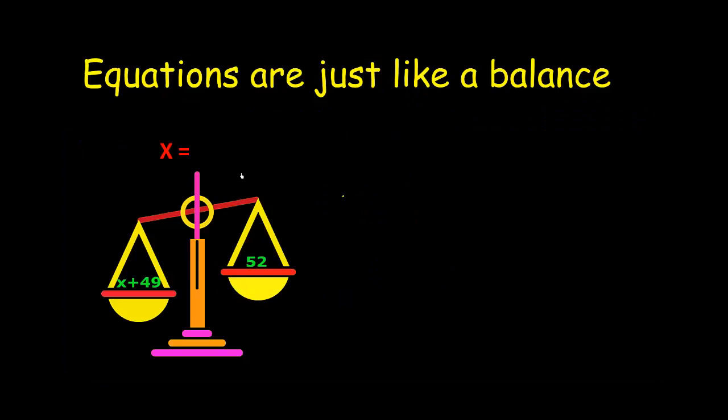Equations are just like a balance. Like in this balance, we have x plus 49 kgs, and on the other side, we have 52 kgs. So that means x has a value. When we add the value of x to 49, we will get something more than 52, so it will be heavier. That's why this way is going down.